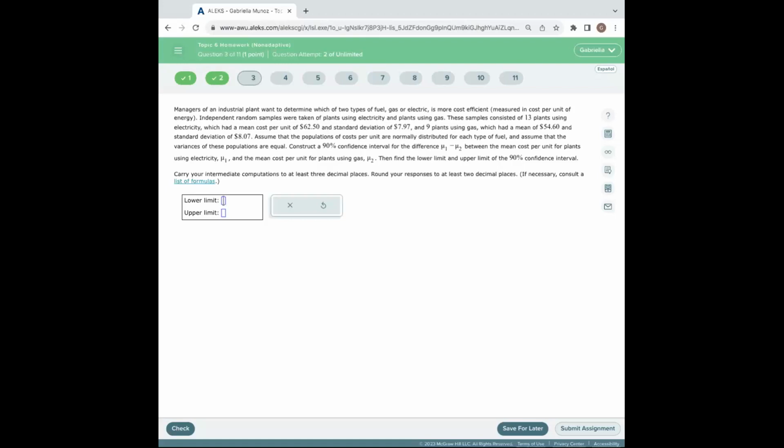Now I see the problem. Okay. Why did I do that? Huh. Okay. 13 and 9 is the sample sizes, right? Yeah, 13 and 9. It's 22 minus 1. Okay. 1.725.